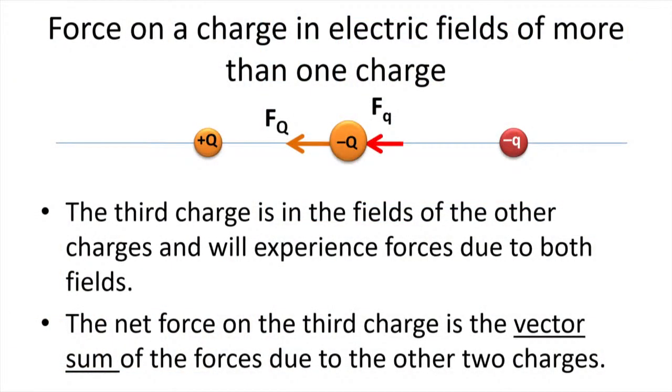this is simple. Because both forces are along the same line, they're in the same direction, so in order to get the magnitude of the resultant, you will just add the magnitudes of those two forces because they're acting along the same line. But remember, to get the net force on the third charge, you must take the vector sum of the forces due to the other charges, right? If they were in opposite directions, you will have to subtract them, okay?